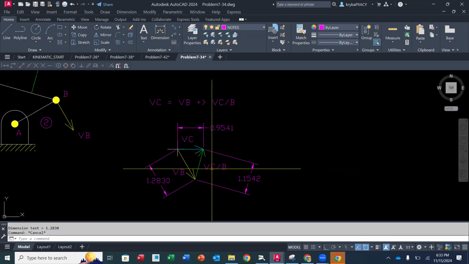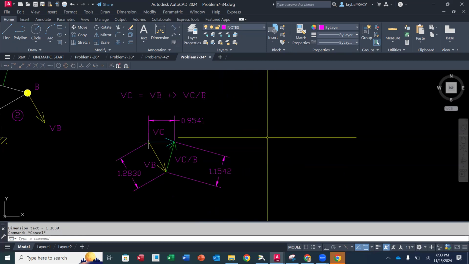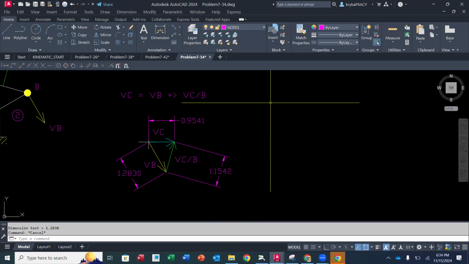Okay. And what I'm going to do now is write down those three values with their actual numbers. So my velocity of B I have is 12.83. My velocity of C would be 9.541 inches per second. And my velocity of C relative to B is going to be 11.542 inches per second. So those I'm going to be referring back to.